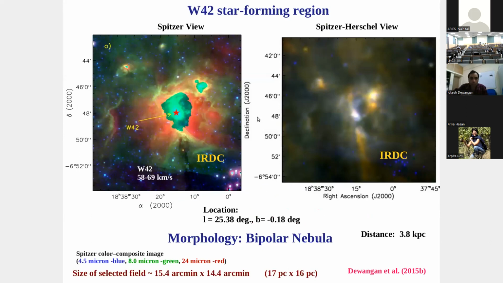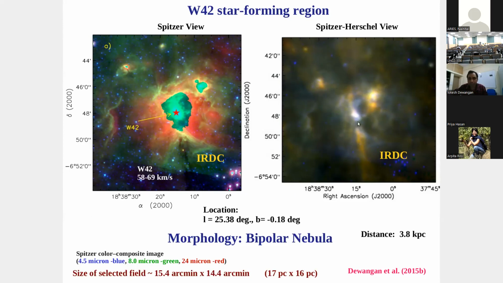So how does it look? If you look at the left side, this is a mid-infrared color composite map. This is the spatial view of this W42 region. This is RGB, you can see the color code here. This star symbol marks the location of the O-type star, which people have earlier reported. And if you look at the same field of view in the longer wavelength submillimeter images, this is the color composite map of three different Herschel submillimeter images.